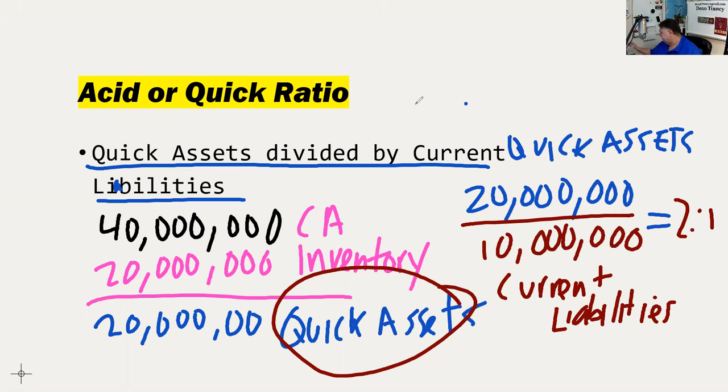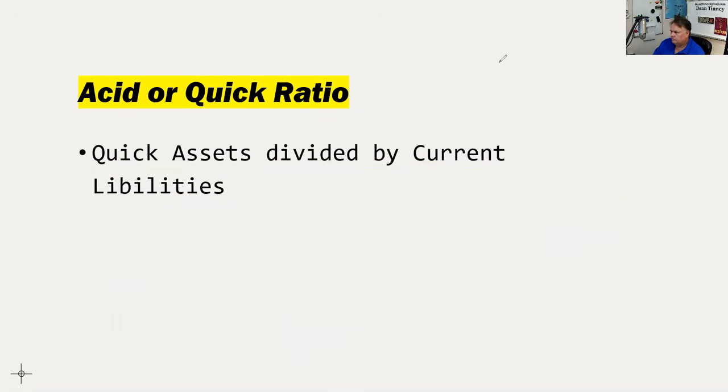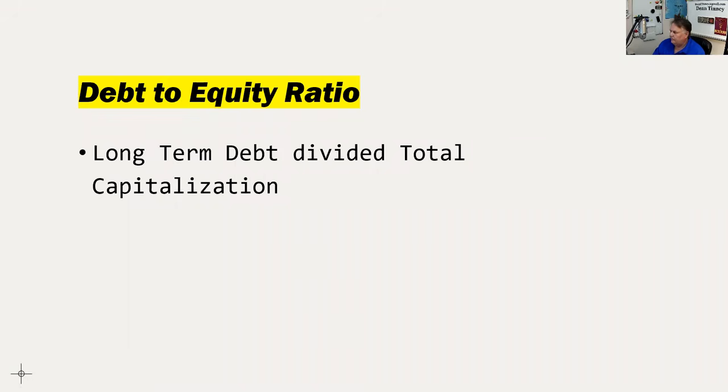And we have 2 to 1. 2 to 1. Debt to equity, debt to equity.